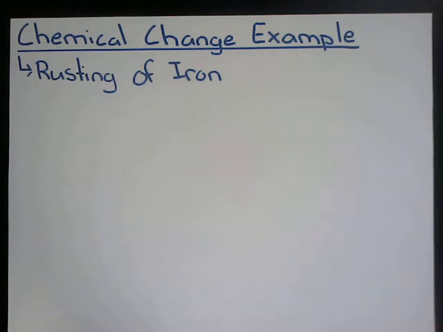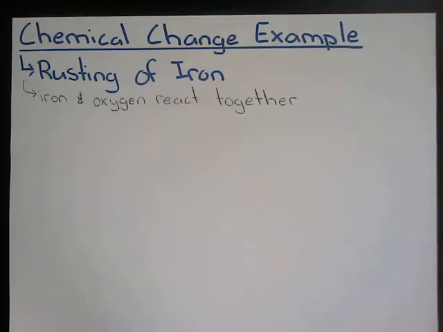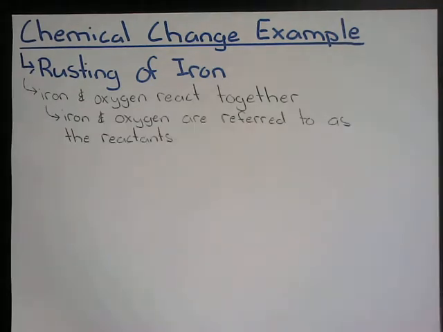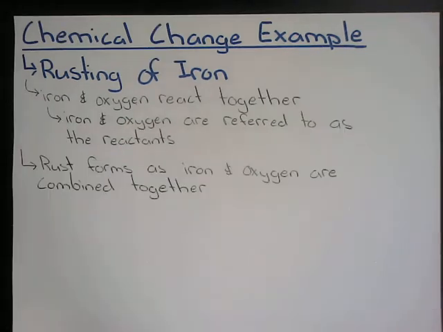And it's a process where iron and oxygen react together. Now, iron and oxygen are referred to as the reactants in this process. Now, as iron and oxygen react together, rust forms in this process. Now, rust, or iron 3 oxide, is a product of oxygen and iron combining together.